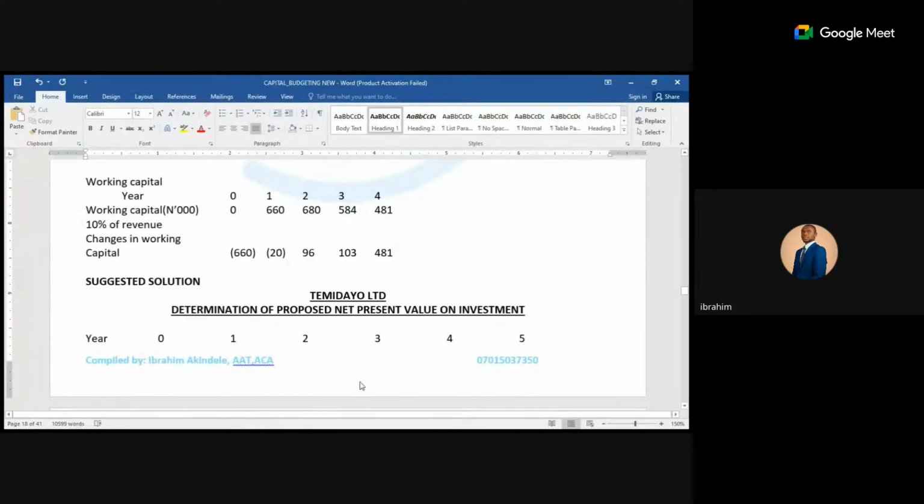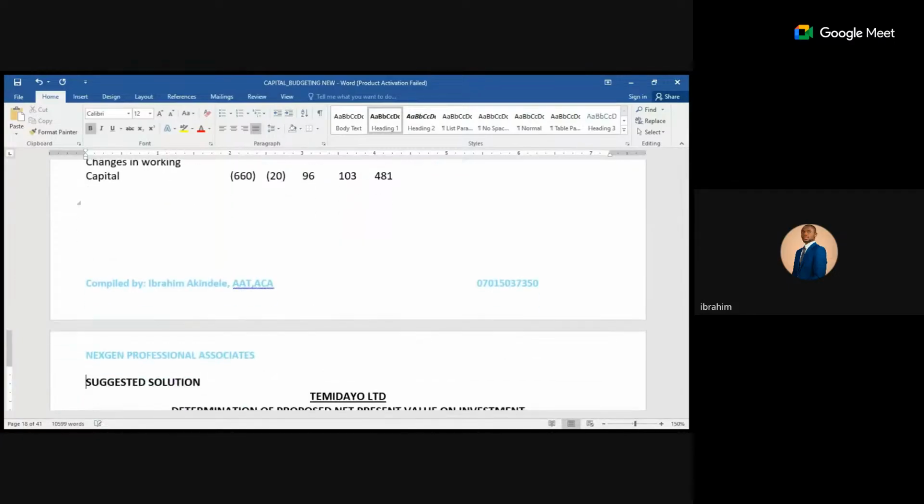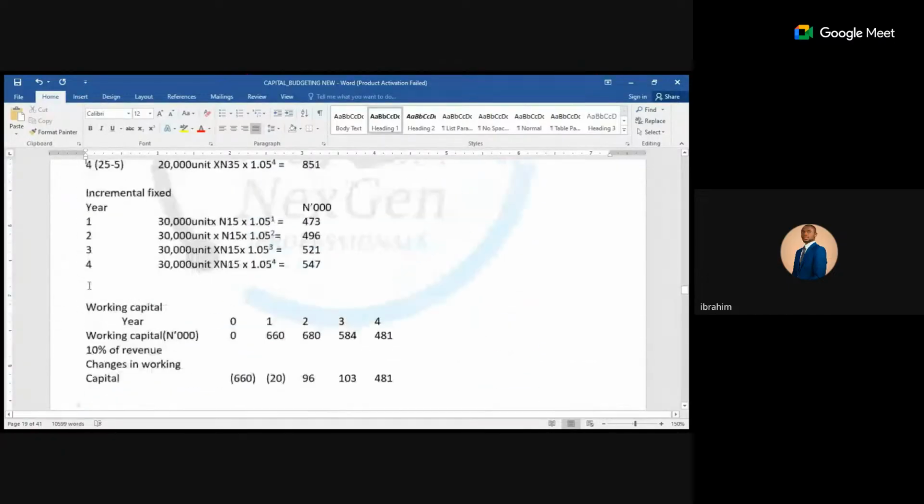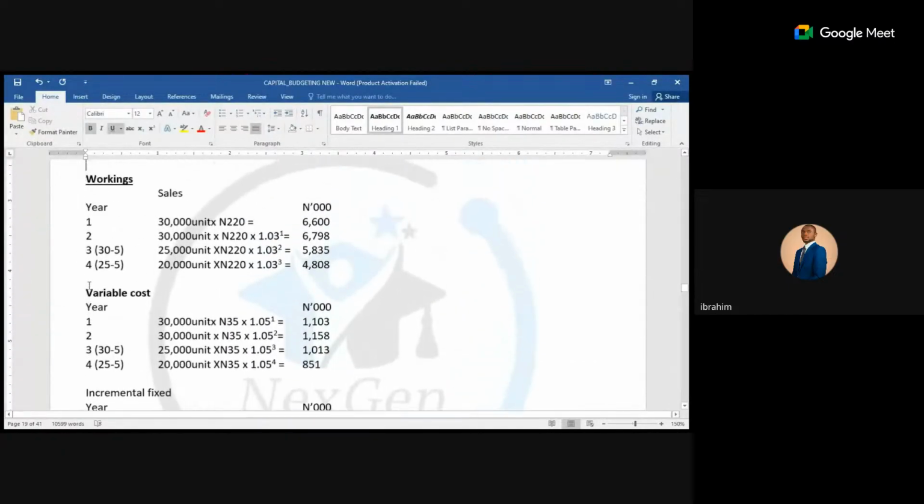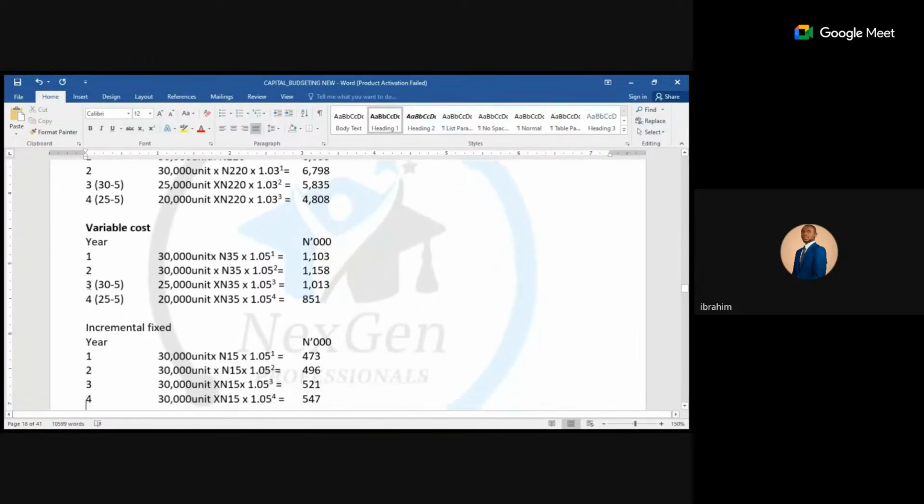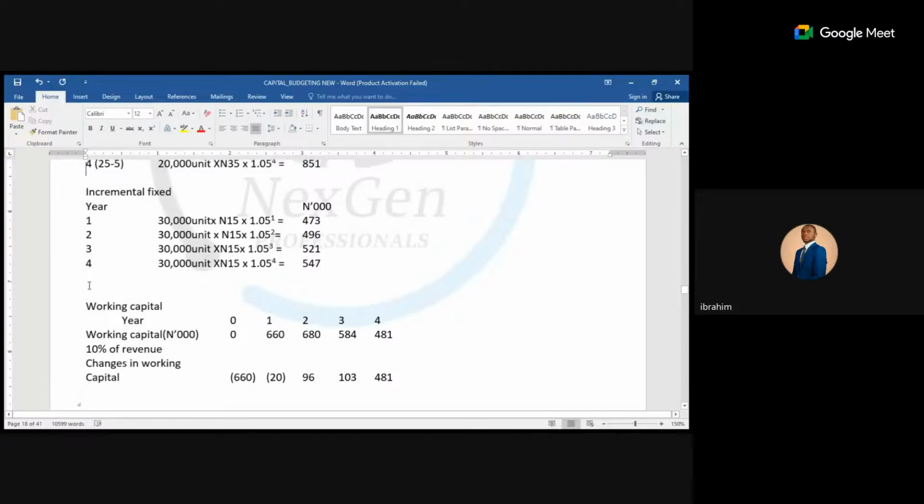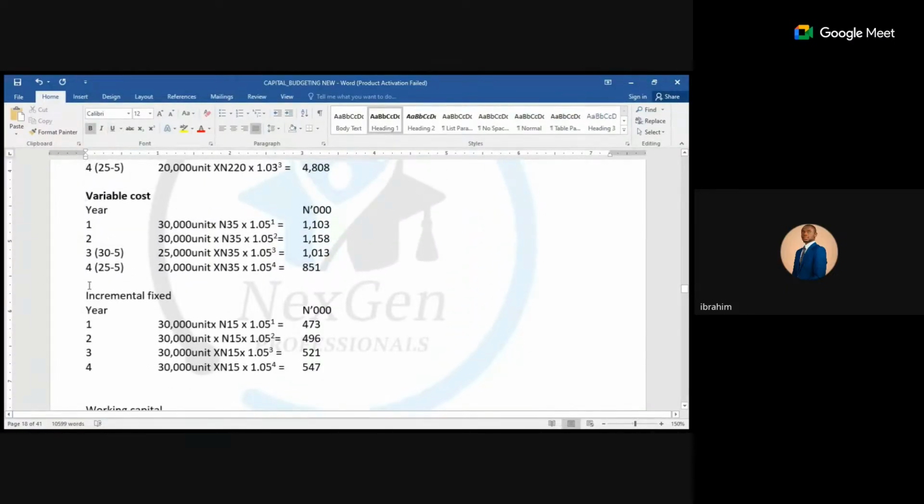Class, are we good to go? Okay. Thank you. So I think we are done with the adjustment. We need to move. So first, please give me the figures. You can screenshot the variable cost and the incremental fixed cost, as well as the working capital, so that you can give me the figures.